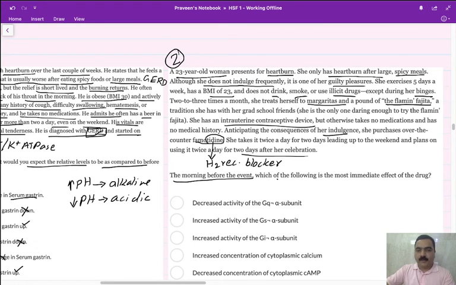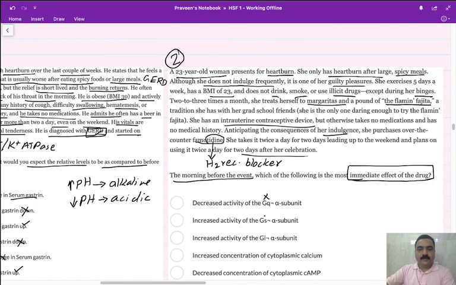The morning after the event, which of the following is the most immediate effect of the drug? They are asking for the immediate effect, not the late effect. So they are asking what the mechanism of action of this drug is. How does the H2 receptor act? Does it act through Gq? No, it does not act through Gq. It acts through Gs.